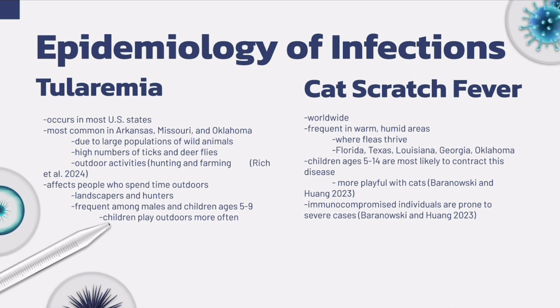Tularemia occurs in most of the states in the United States, but it is most common in the South Central and Pacific Northwest regions, especially in Arkansas, Missouri, and Oklahoma. It is most common in these places due to their large population of wild animals, the high number of ticks and deer flies, and the high number of people who partake in outdoor activities such as hunting and fishing.